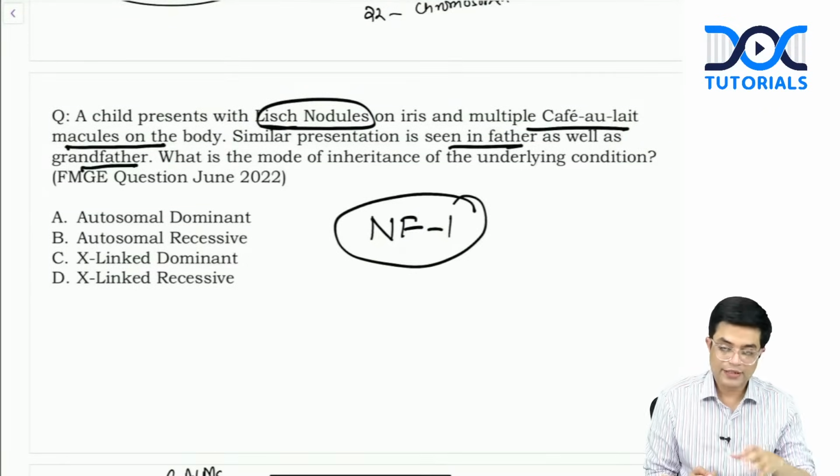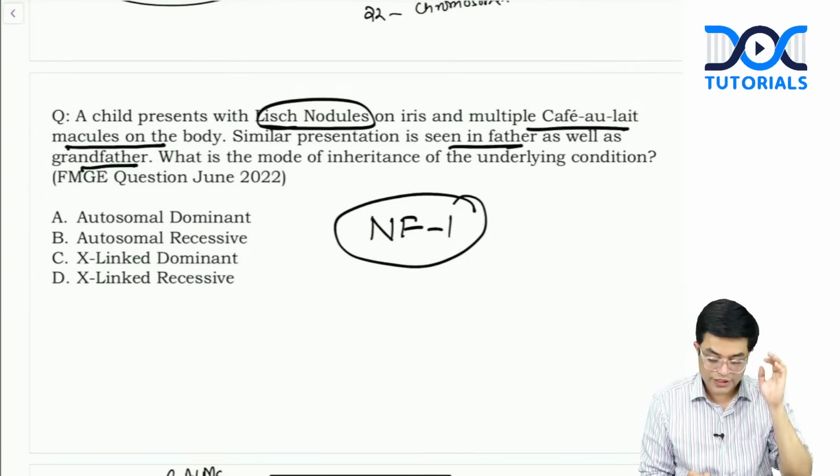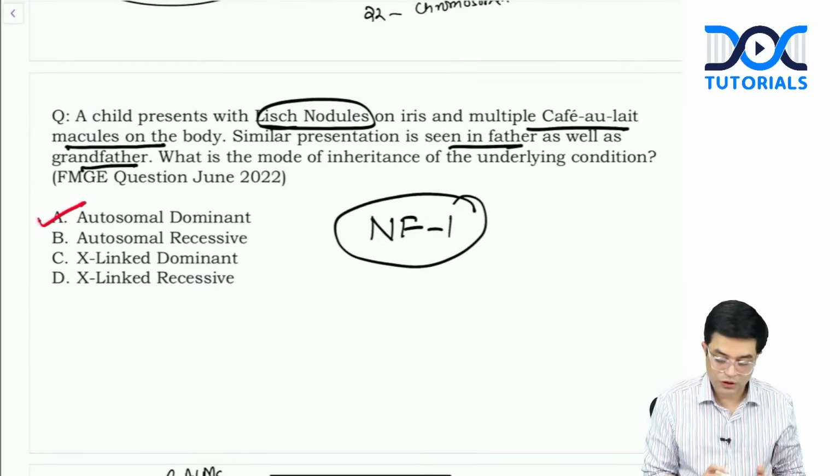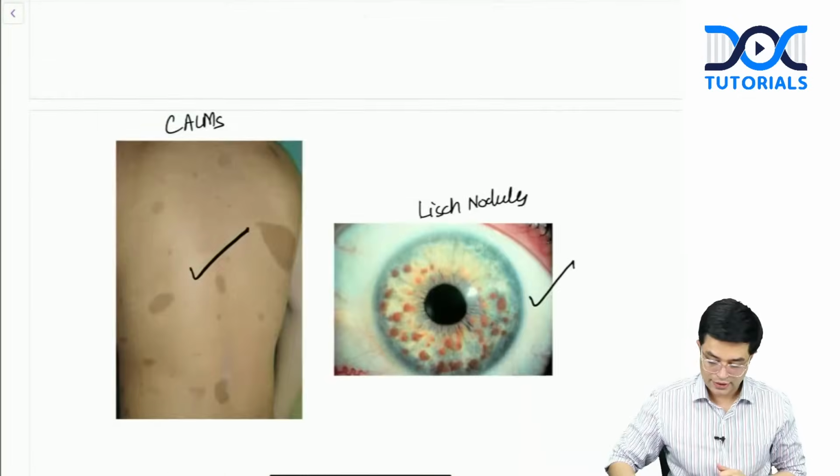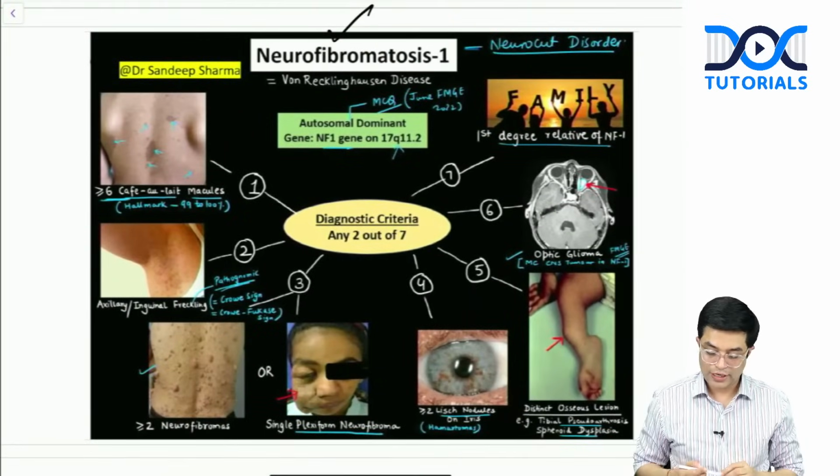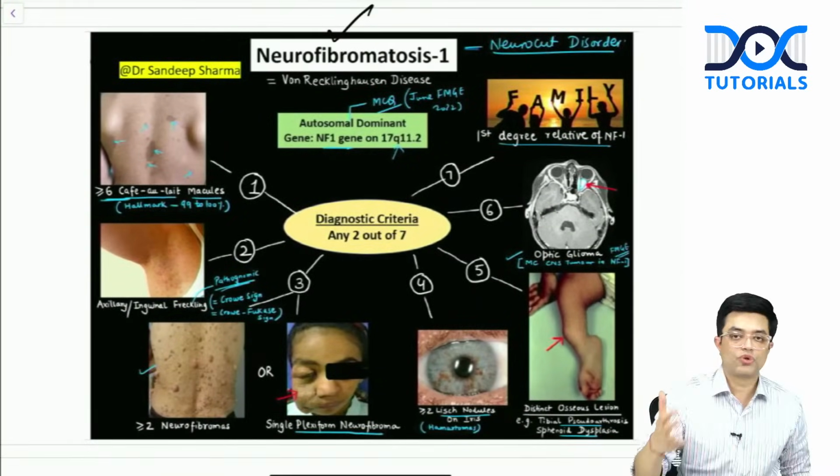It's a neurocutaneous disorder. तो कौन सा इसके अंदर inheritance होता है? Autosomal dominant inheritance is seen, right? So these are the features of NF1. I have already shared on social media.